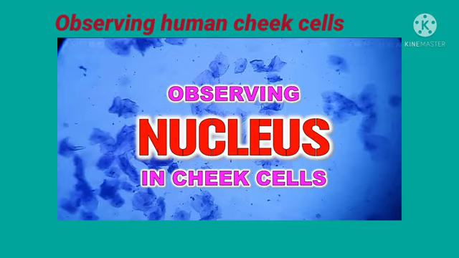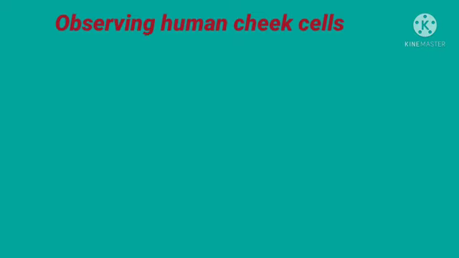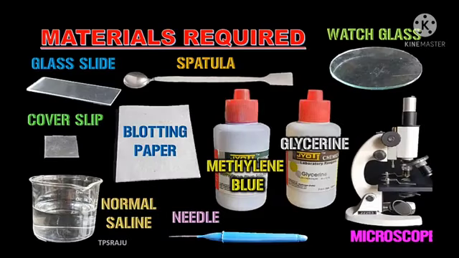Now, let us observe cells from our own body, that means human cheek cells. Another experiment: human cheek cells. Objective: to prepare a stained temporary mount of human cheek cells. Materials required: toothpick, slide, cover slip, filter paper, needles, brush, watch glass, methylene blue, dropper, glycerin, water, and a compound microscope.